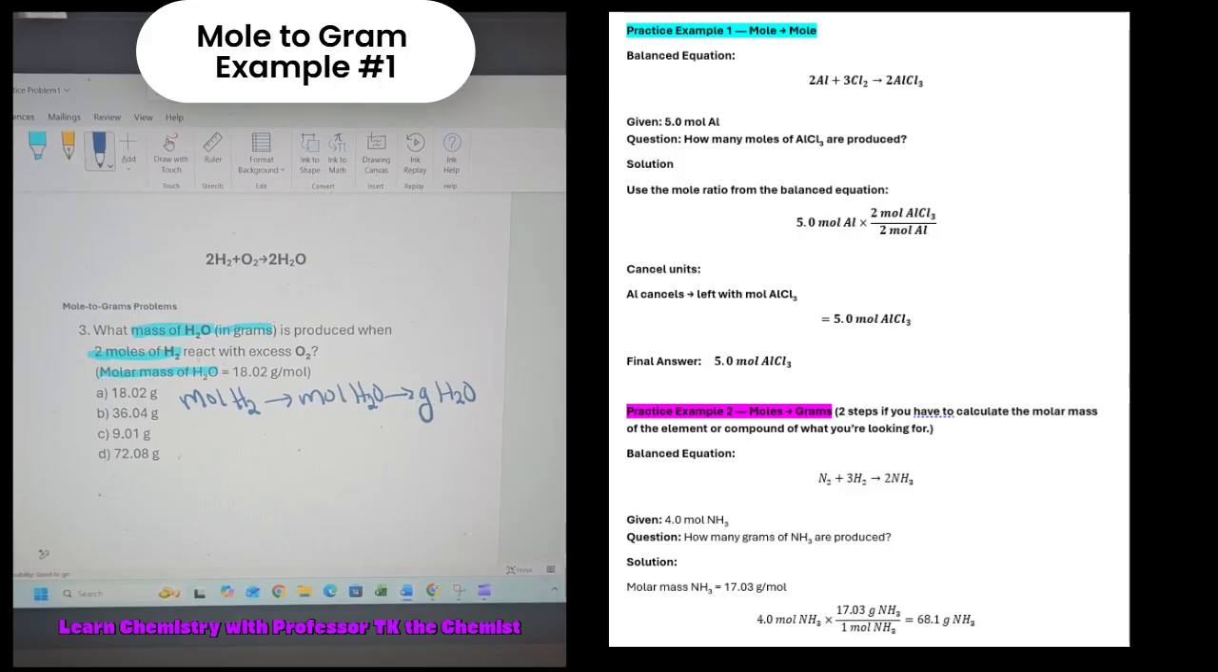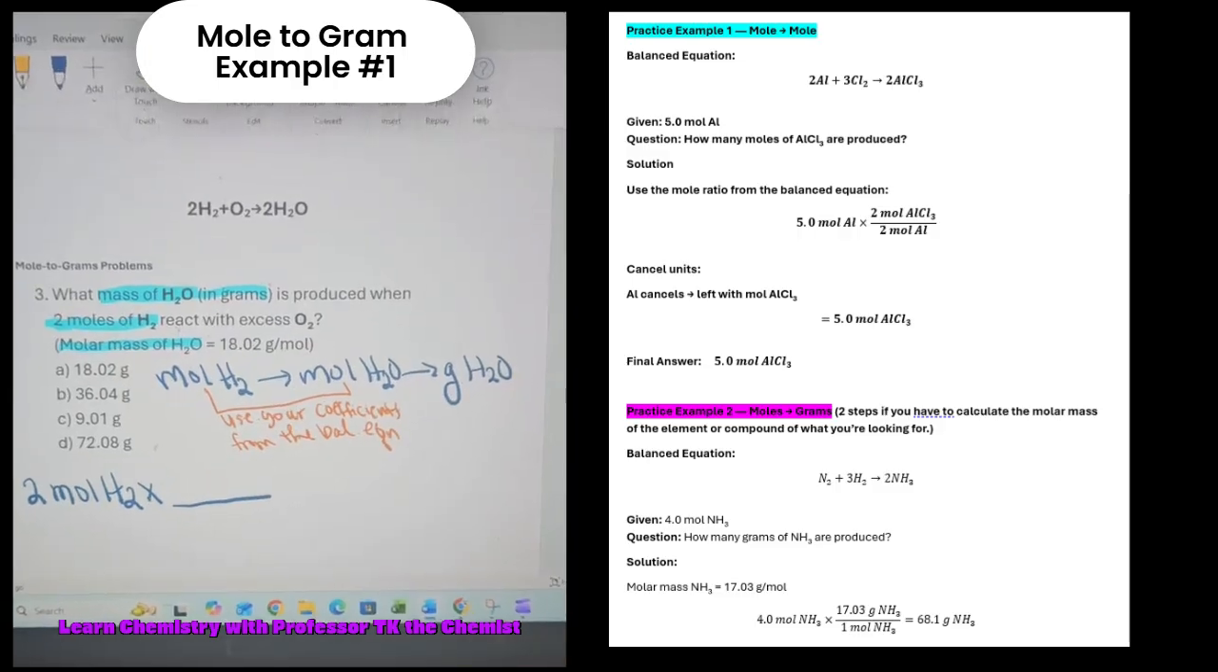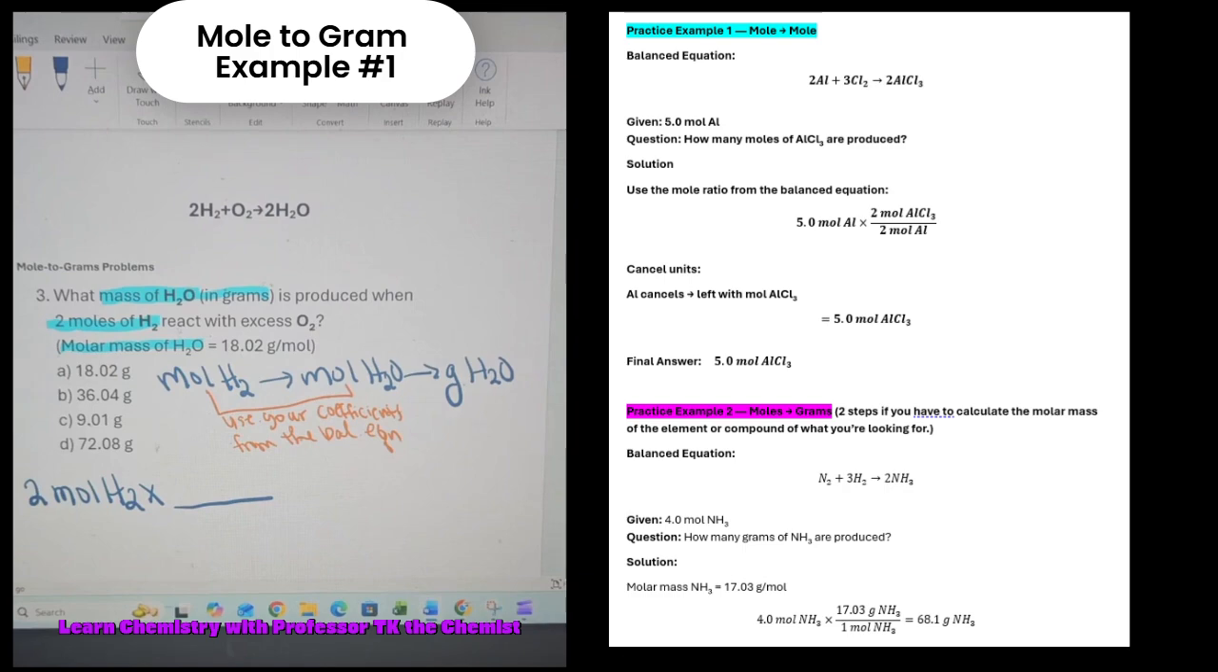So here we go. We're going to take the 2 moles of hydrogen. And remember, during this step right here, let me go ahead and underline this so you all can, and remember y'all, write this stuff down. Write this down. You're going to use your coefficients, okay? From the balanced equation. I'm just abbreviating here because of space, okay? Use your coefficients from the balanced equation.